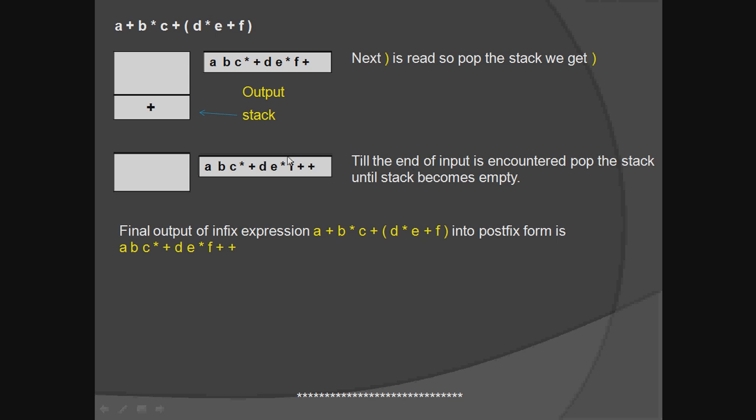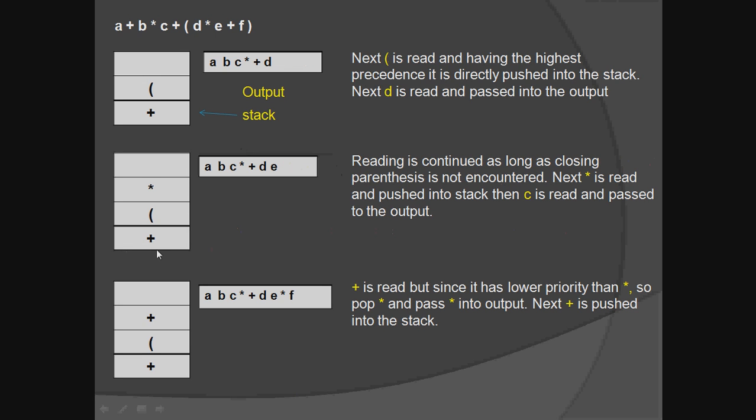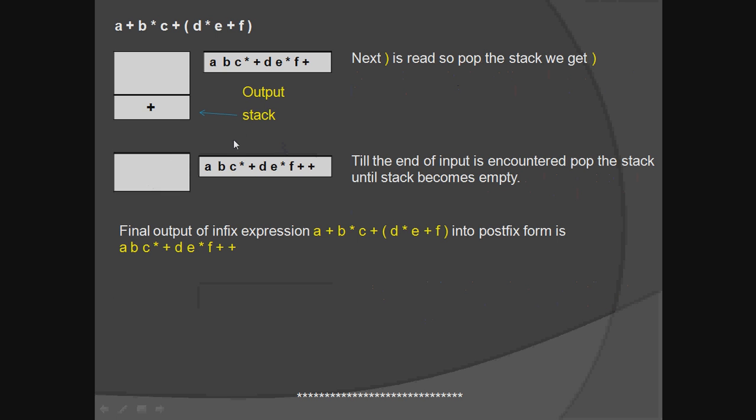So at the end, in the postfix notation, you will get this output, that is a b c star, plus d e star, f plus plus. Clear? So go through this diagram nicely and compare it with the explanations that I've given. You should totally understand the concept of this infix to postfix conversion. So the final output is this: this is the infix operation, and in postfix format it is this one.